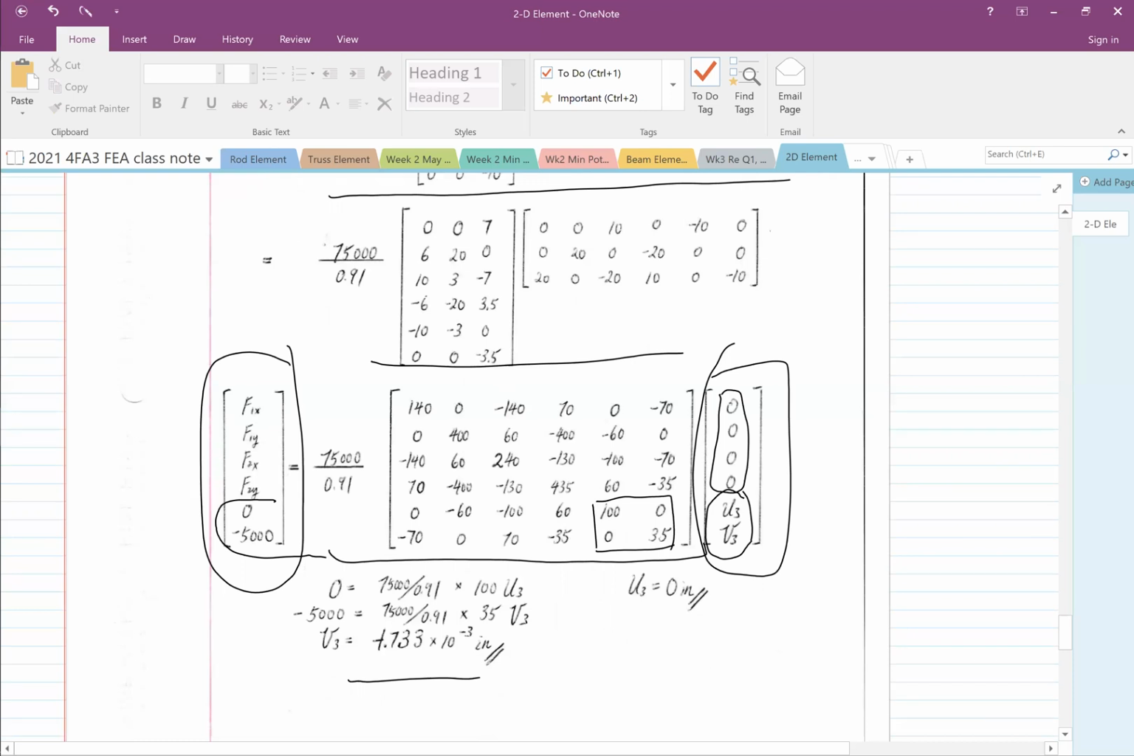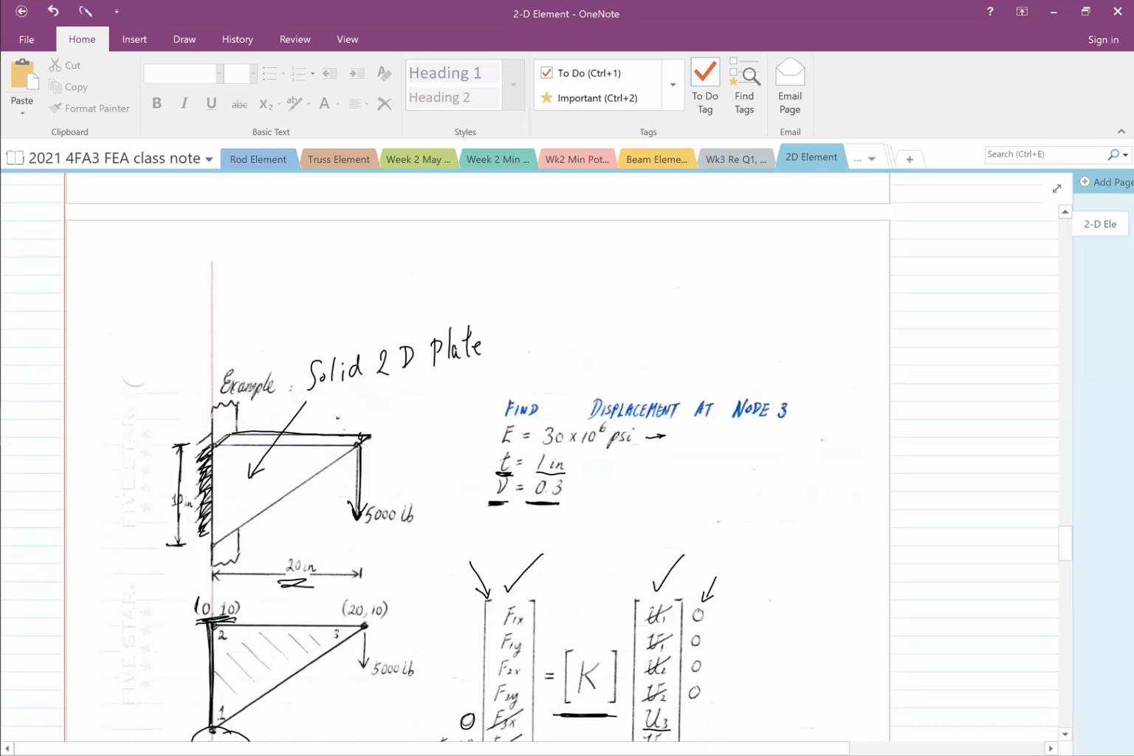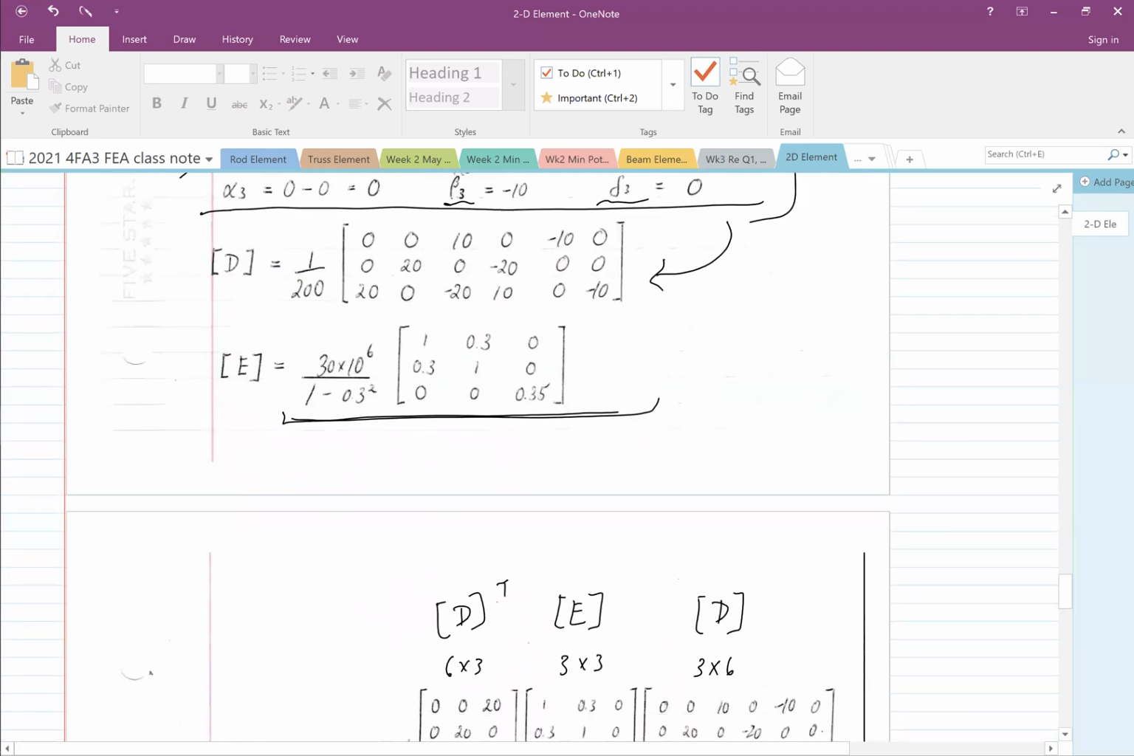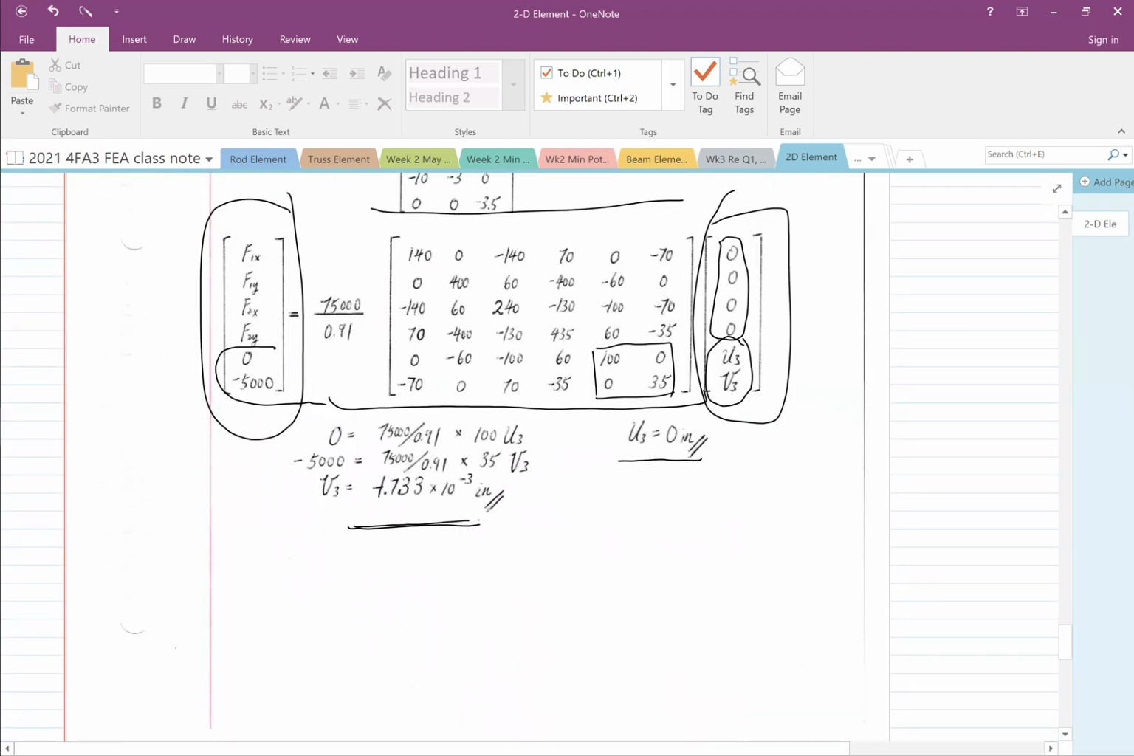Okay, somehow that node is not moving in the x direction at all. It only goes down by negative 1.733 inches.